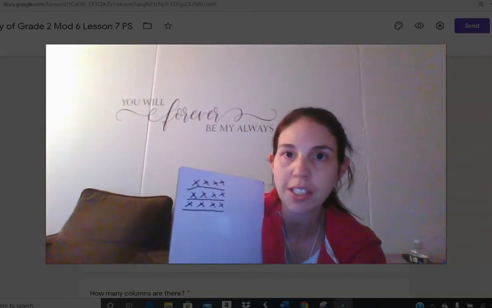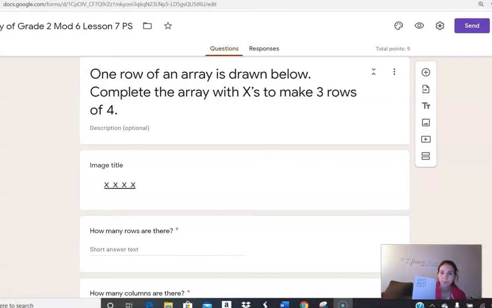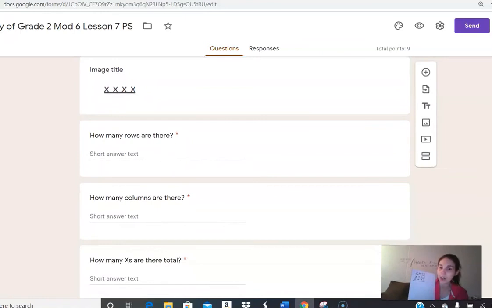Let's look at the Google questions and see what they're asking. Okay, first question. How many rows are there? Well, if you draw it out, you can easily look at your drawing and see how many rows did I draw? 3. Okay. Then look at the next one. How many columns are there? Okay, I would look here. I'll see 1, 2, 3, 4. 4 columns. How many X's are there total?